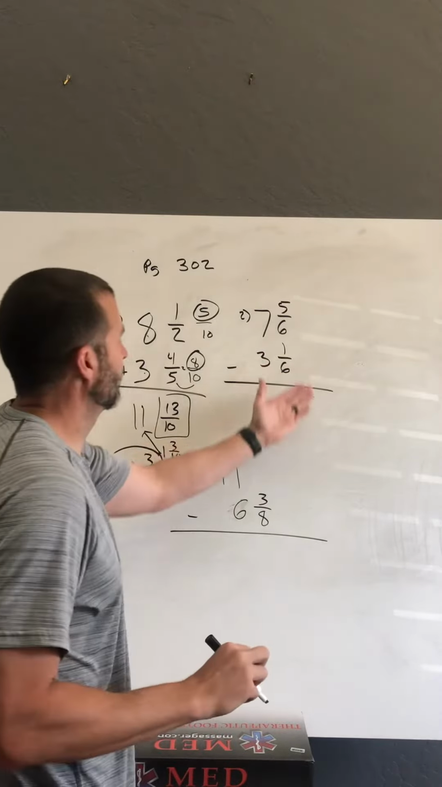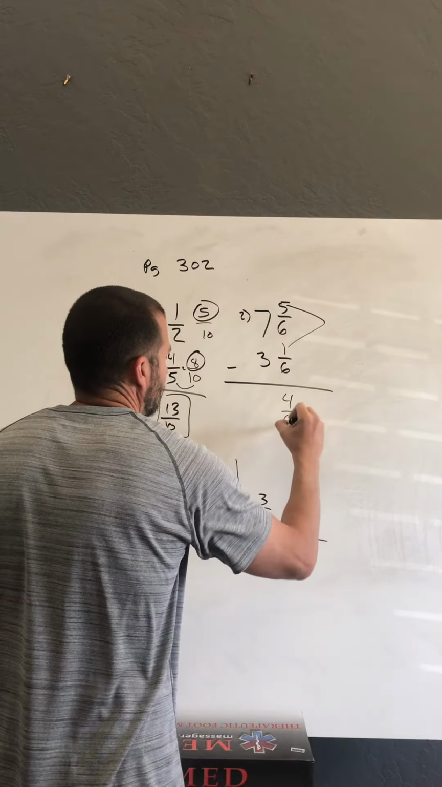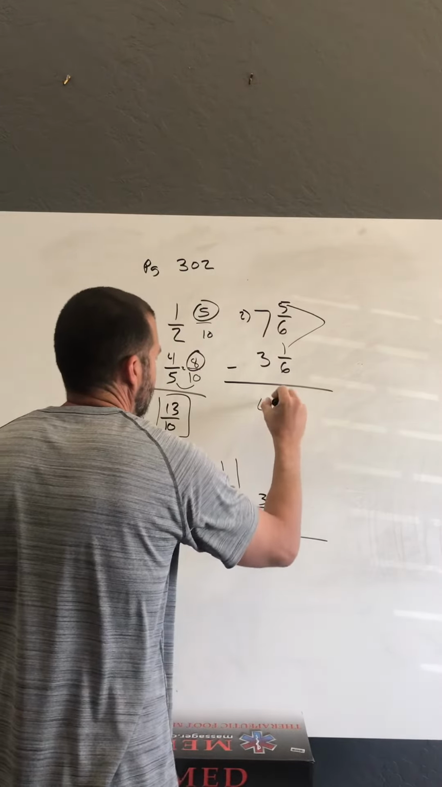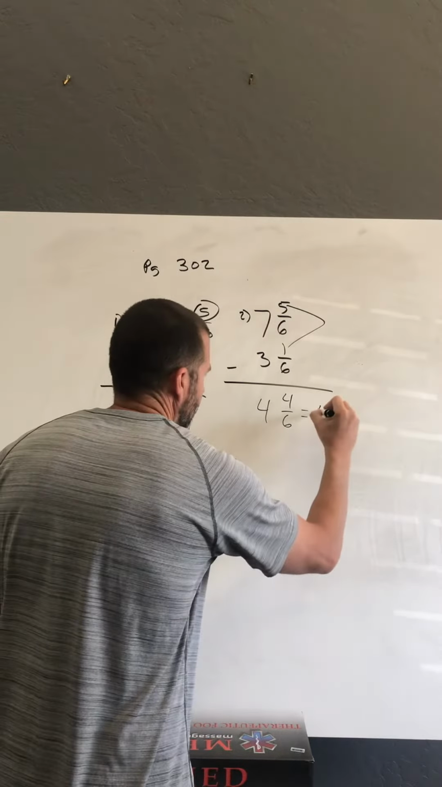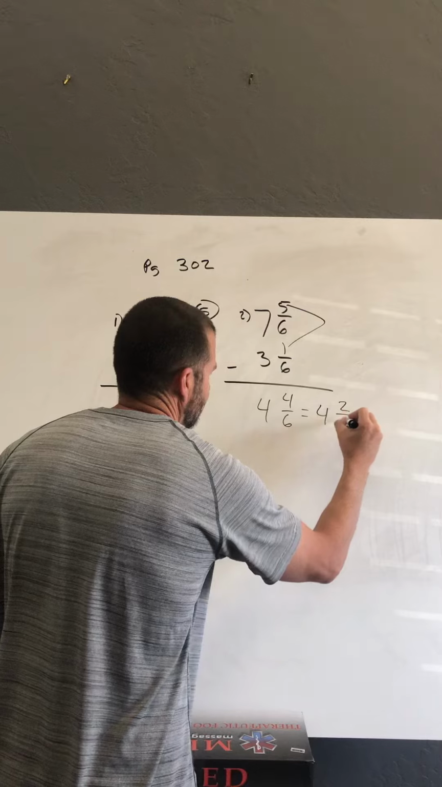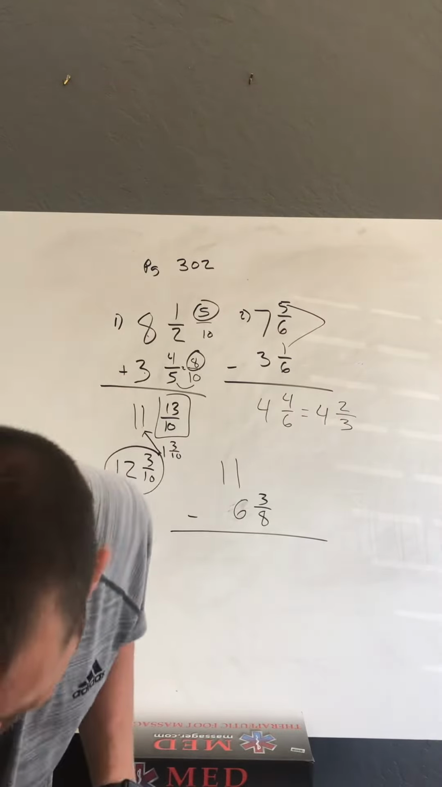All right, common denominator already there, sweet. 5 minus 1 is 4 over 6, 7 minus 3 is 4. These are both even, so I'm going to divide by 2. Divide by 2, I get 2 thirds, my favorite fraction. All right, 4 and 2 thirds, got it.